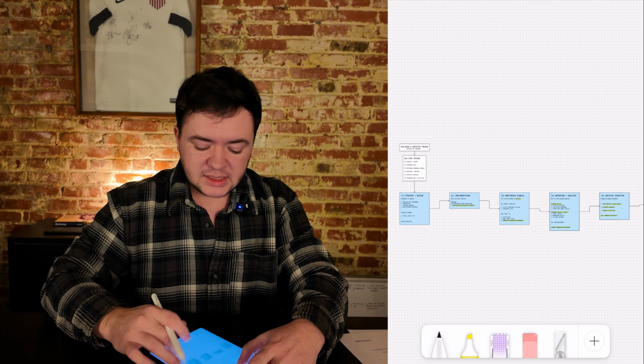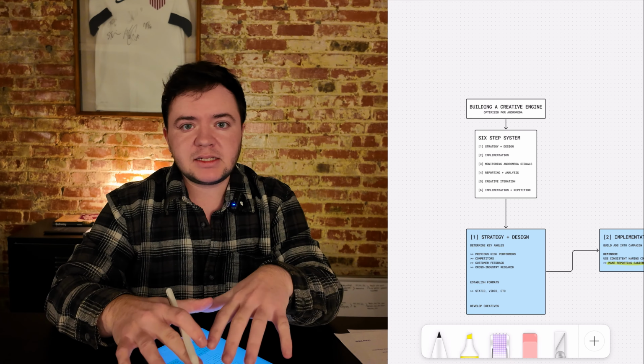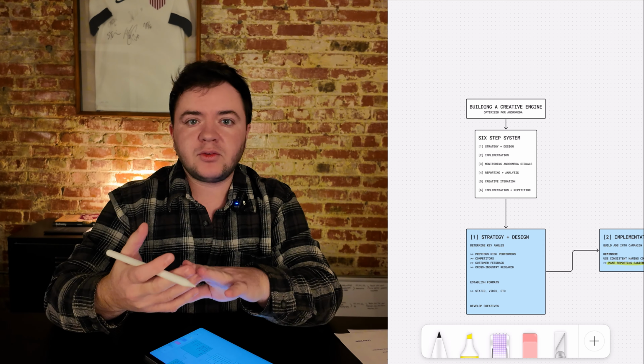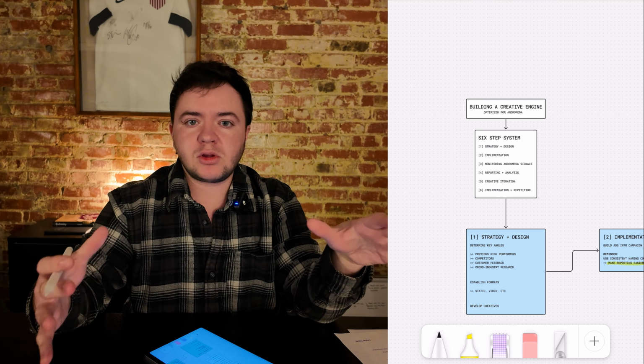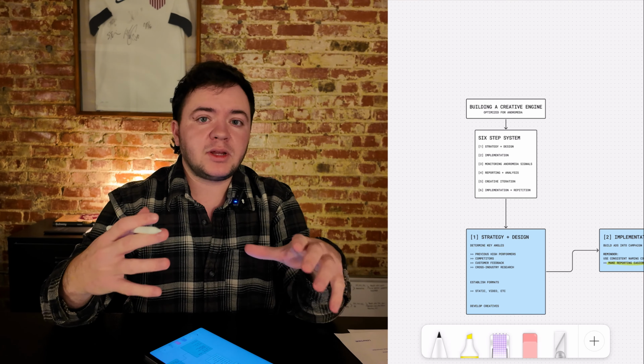So this is the full 6-step creative engine. What I like most about this is that it is adaptable for any size team. So if you are a solo founder, if you are a small team, or if you're a large team, you can take this and adapt it to fit your own needs and your own capabilities.